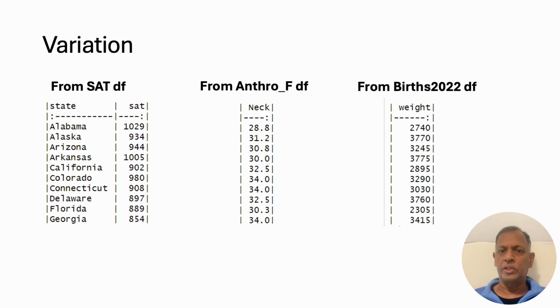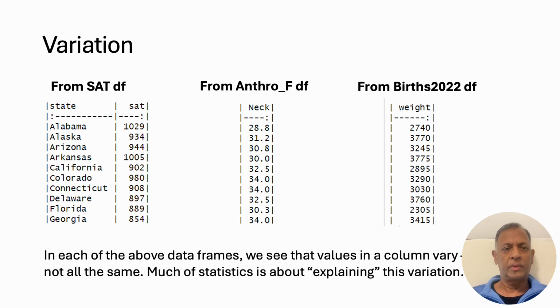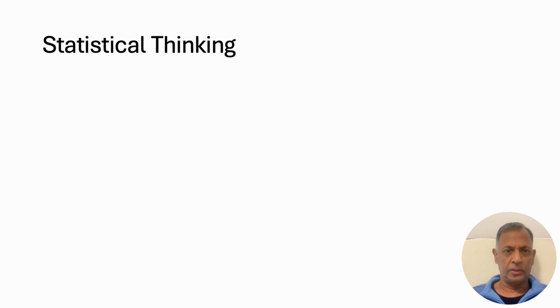And then finally, there's the births 2022 data frame, in which among several columns there is a column called weight, and the weight column also displays variation. So there's variation, and in statistics we study the variation, meaning how much variation exists and how it is related to the variation in other variables. In other words, explaining the variation, and also figuring out how much of the variation remains unexplained. That's really the idea we want to get across in this lecture.